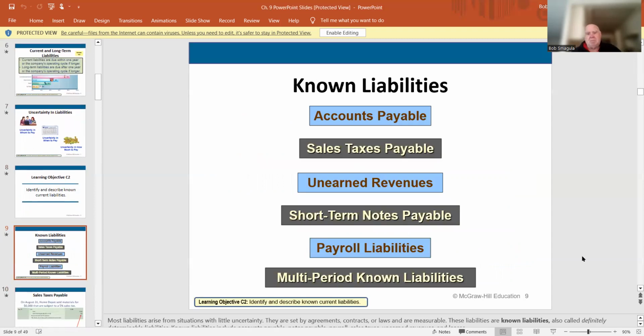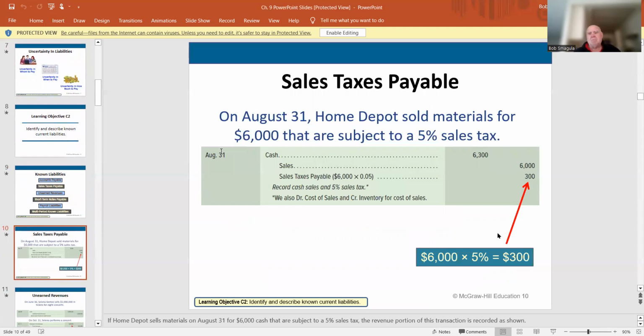Identify and describe known current liabilities. Well, you already know about, I would say, most of them. Accounts payable, money you owe to your suppliers. Sales tax payable, if you collected sales tax from a particular company or customer. Unearned revenues, that's the money you receive in advance of doing the work. We've talked about that one quite a lot. You could have a note payable, short-term or long-term, payroll, and then some other types of liabilities.